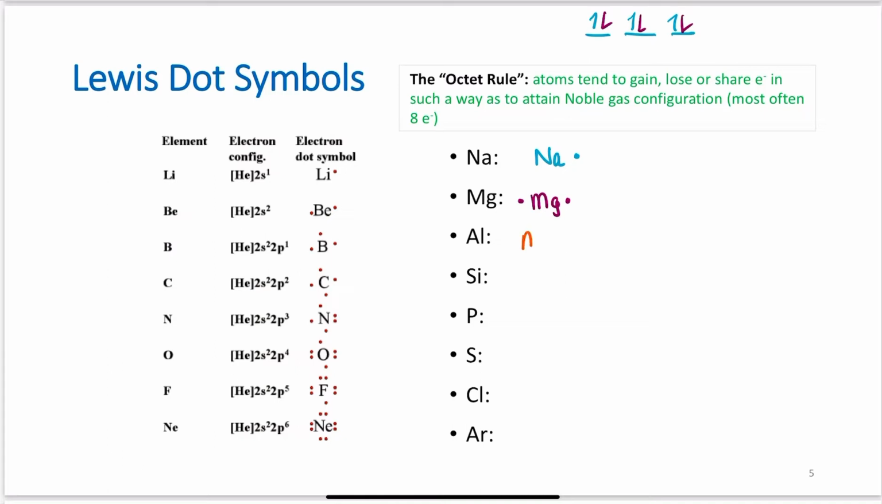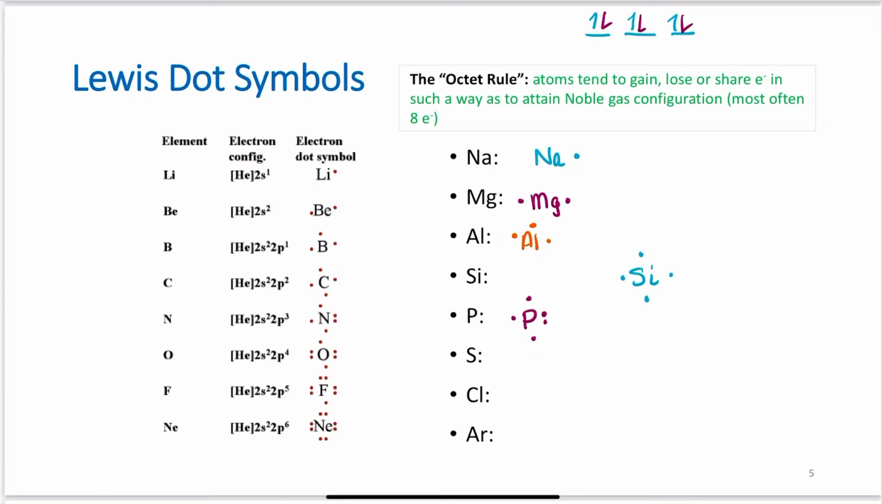Aluminum, 3 dots. Silicon, I'll write it out here for some space. 4 dots. Phosphorus, 1, 2, 3, 4.